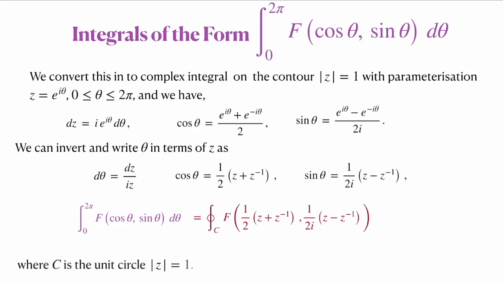And once we have that, we look at all the singularities within this contour based on the function f, and then we use the residue theorem to evaluate the integral. The best way to understand is by taking up a simple example. Let's evaluate the integral 0 to 2 pi of 1 by 2 plus cos theta to the power 2 d theta.